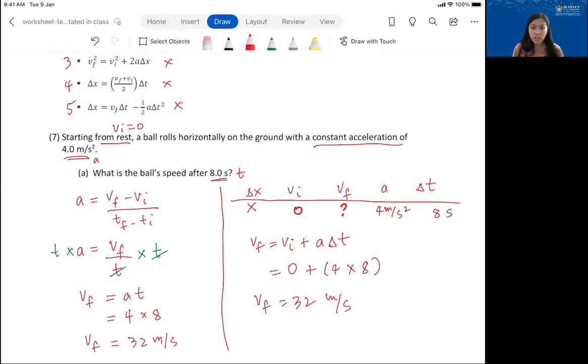Be careful with such kinds of questions because there are some values that are implied. So for example, here we say that it starts from rest. So we don't explicitly give you VI is equal to 0, but you should be able to pick out that VI is 0 from that expression starting from rest. So you should include that as one of the variables that is given in the problem, even if we did not explicitly say VI is equal to 0.